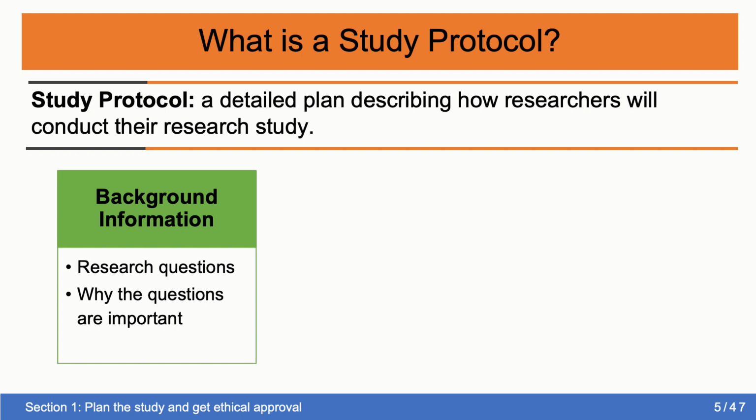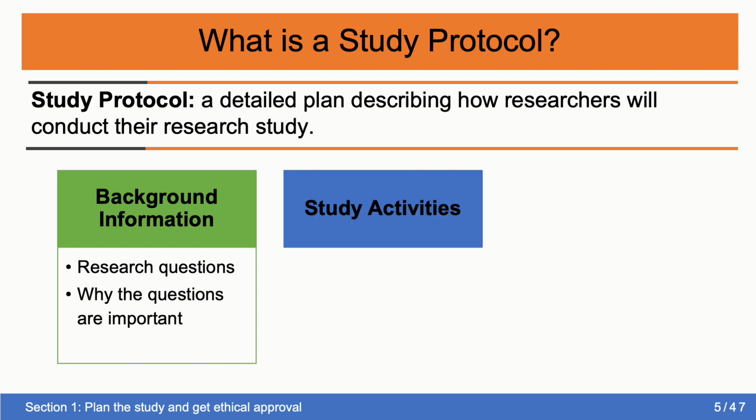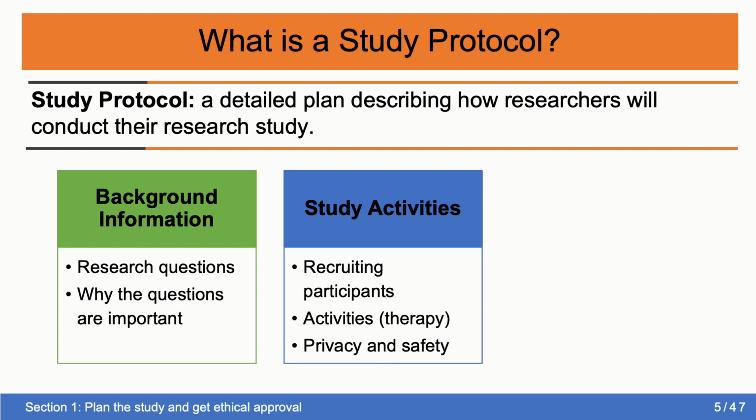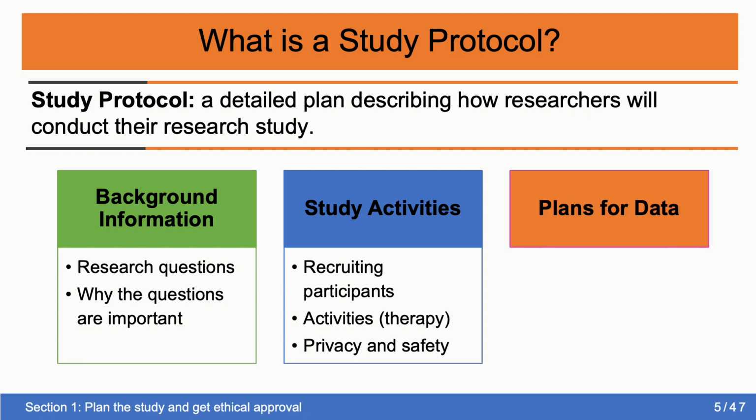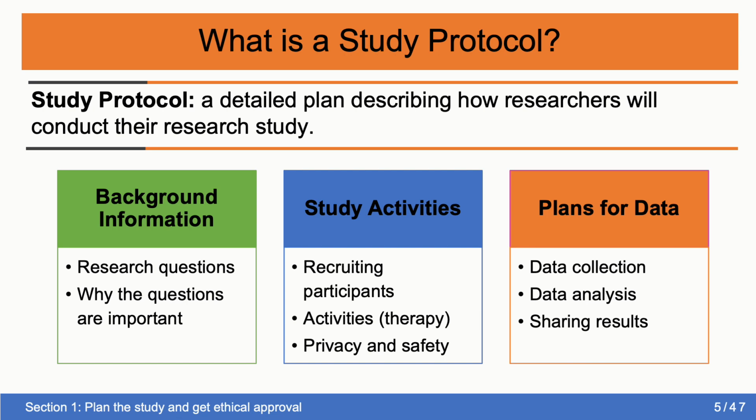The second part of the study protocol explains what will happen during the study. It describes how researchers plan to recruit participants. It also includes details about any activities that participants will do in the study, such as therapy. Finally, it explains how researchers will protect the privacy of their participants. The third part explains how data will be collected, analyzed, and shared.